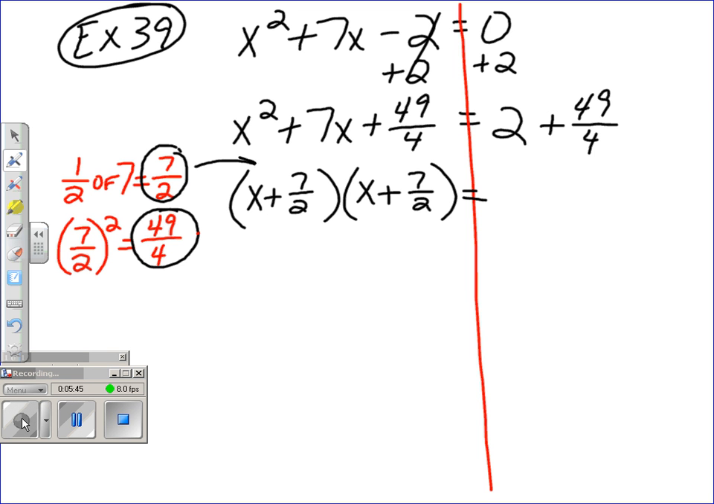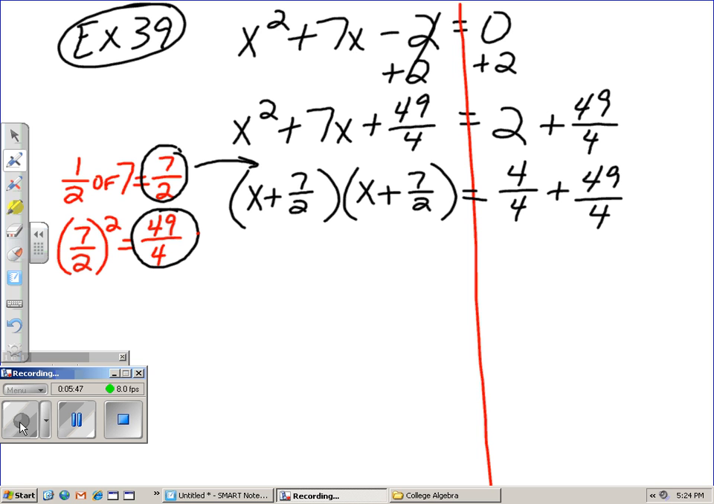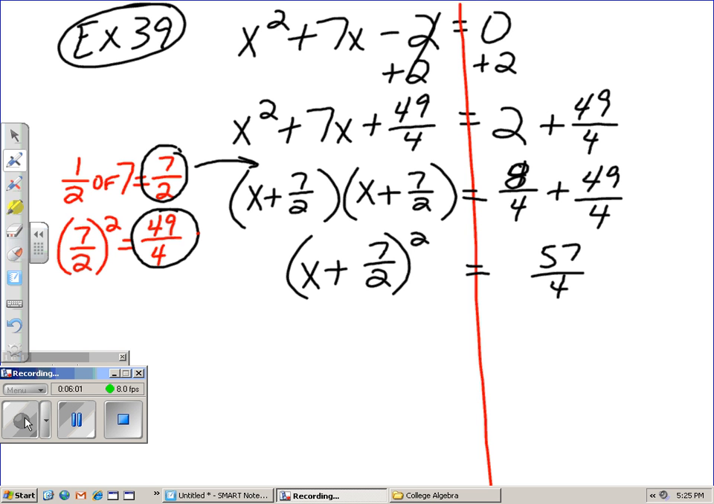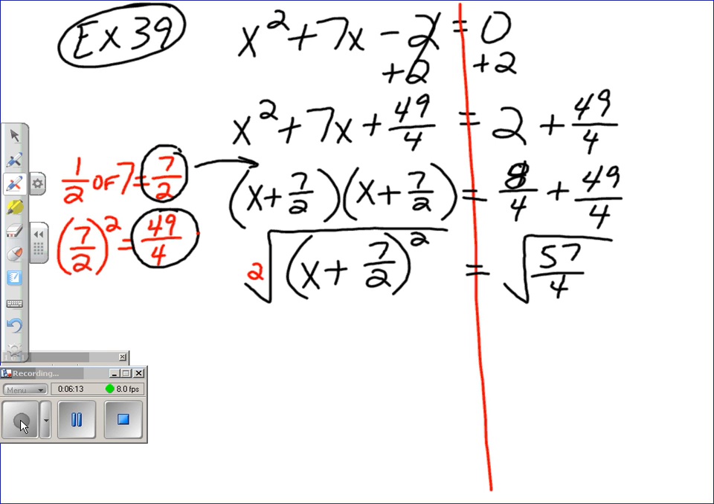Just goes right there. On the right side, I'm just going to change 2 to 4 over 4. Whoops, that's a mistake. How about we change it to 8 over 4? So I'm going to change 2 to 8 divided by 4, just so I can get a common denominator and add those fractions together. And I have x plus 7 over 2, all squared, equals 57 over 4. Now the rest of it is just the square root procedure. I take the square root of both sides. Remember, a square root cancels a square, leaving just my x plus 7 over 2.